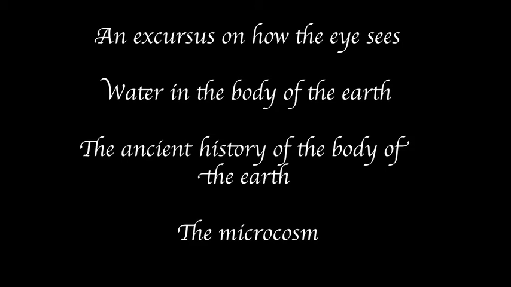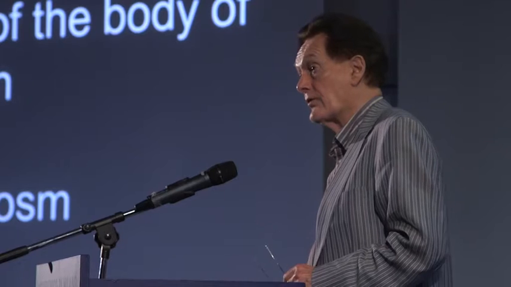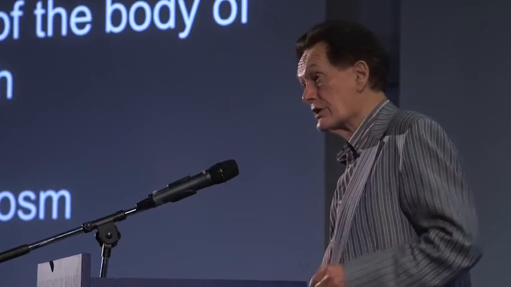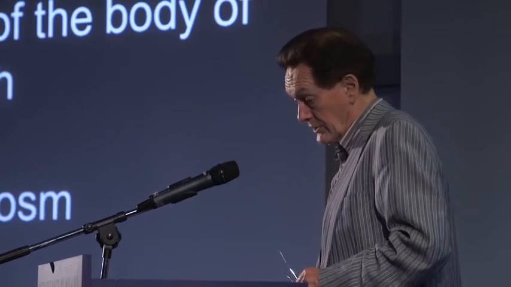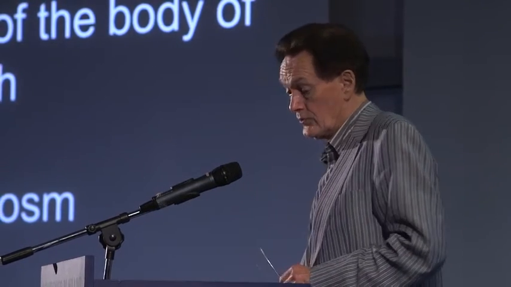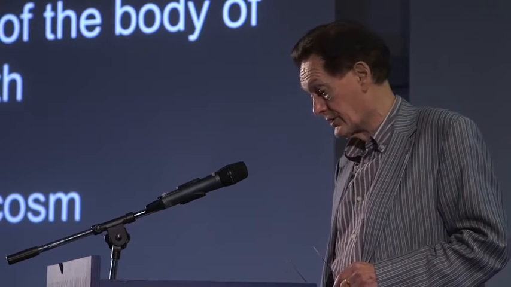I'm going to be splitting it into 4 sections, sort of 4 movements, as it were. An excursus on how the eye sees, which is slightly different from the other bits, but it gives an indication as to how one of the optical topics in the Codex Leicester can refract through, literally refract through into the Mona Lisa. Water in the body of the earth, the ancient history of the body of the earth, and the more general theme, the microcosm. How the eye sees.